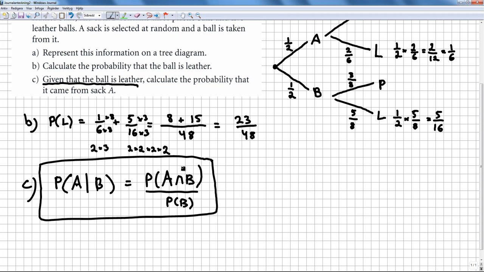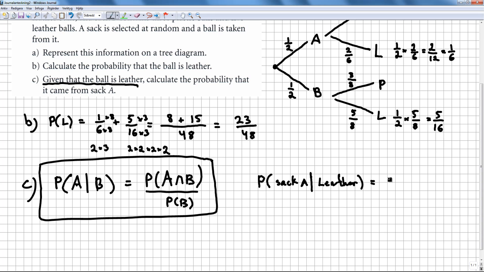Now, what are the events A and B? Given that the ball is leather, so B is already that the ball is leather. Calculate the probability that it came from sack A. So A is that we choose sack A. So in this case, it would be probability that we chose sack A. Let's write it like this. We're not mixing up A and A. What's the probability of sack A given that it is a leather ball? Okay, that's what we want to find out.